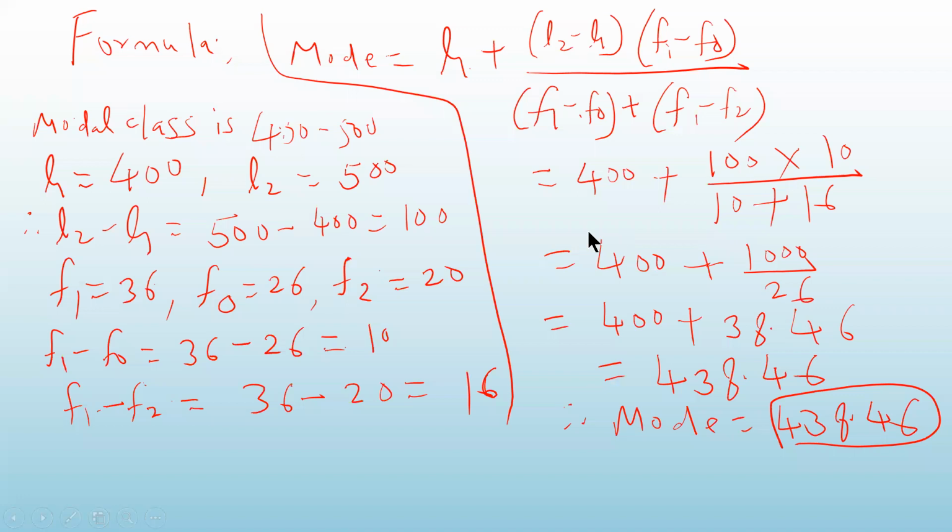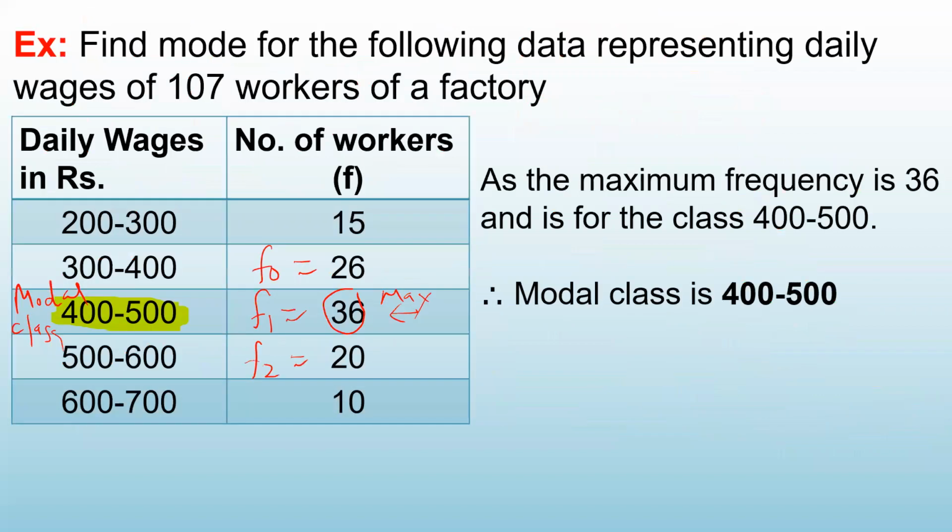Here, a common mistake which students make is they add this 400 plus 1000 and then divide. That is wrong. So first you have to do this calculation, 1000 divided by 26, because your division is only up to here. So this is 38, and then this you have to add to 400. So the mode is 438.46. So in this way we can find out the mode for the group data of continuous type. So once again, to find the mode for continuous type of data, what you have to do?